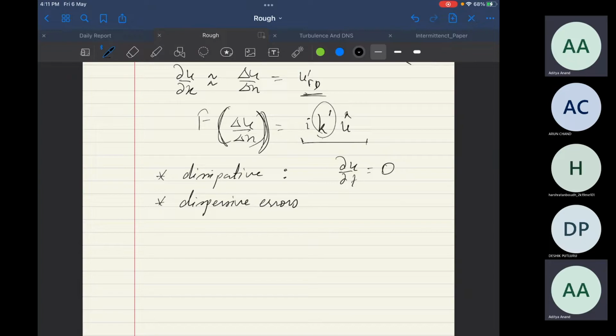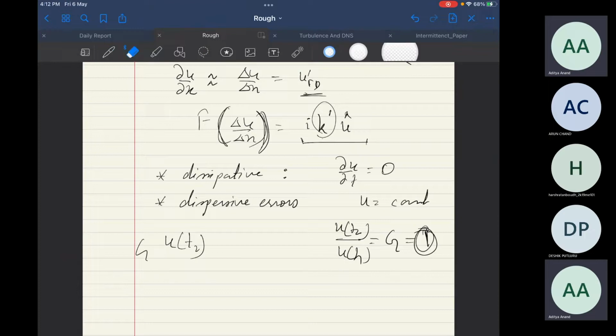So ideally, the exact solution for this would be u is constant. So u at time t2 by u at time t1, let's call this a gain function, would be 1. This is the ideal thing that it should be. But for dissipative errors, as you keep running the simulations, you'll see that the numerical solution's gain function is less than 1. So your value eventually dissipates. Well, it won't happen in this case, but this is the character of dissipative errors.